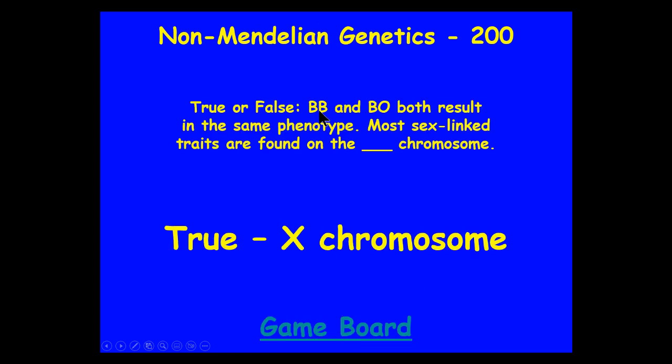That's true. This is B-type blood. It just simply has a heterozygous situation with the recessive O-type blood. And most X-linked traits are found on the X chromosome.